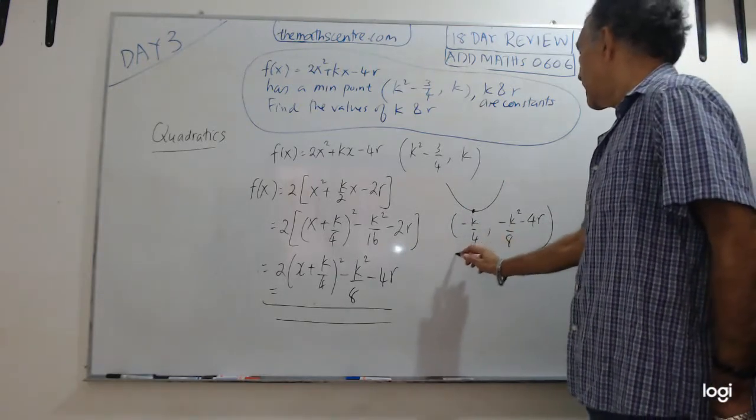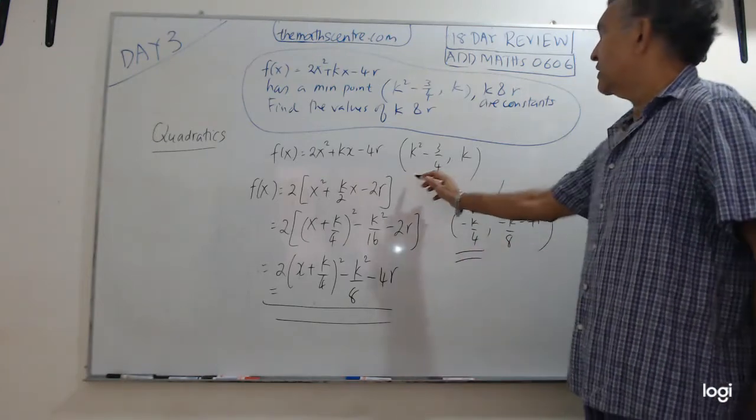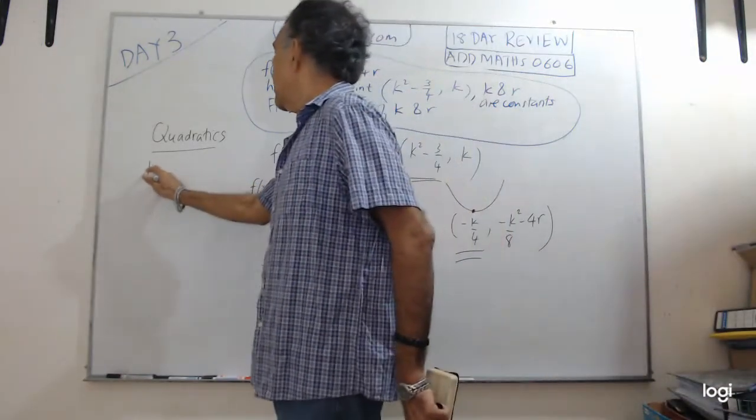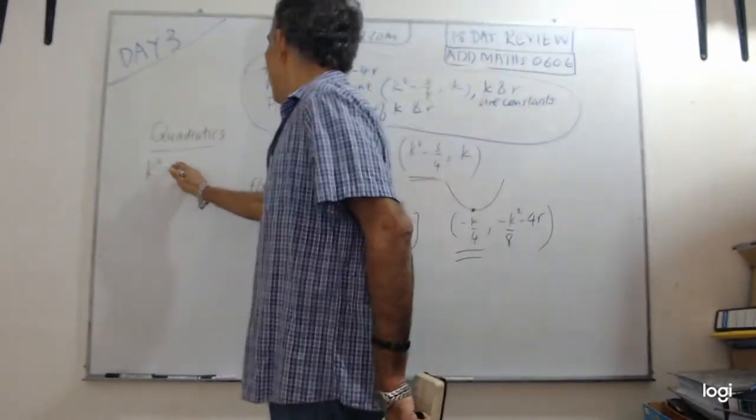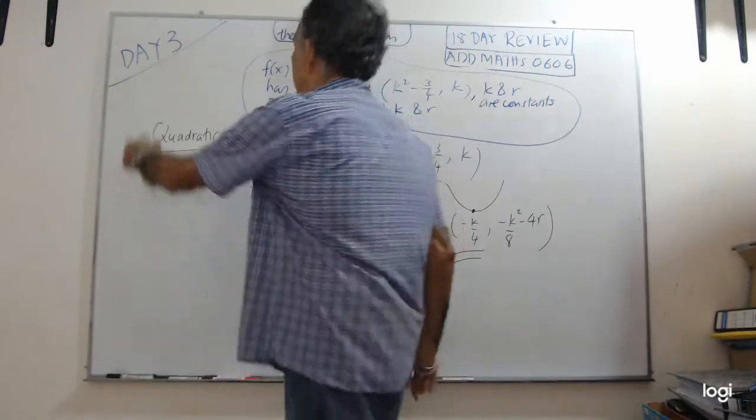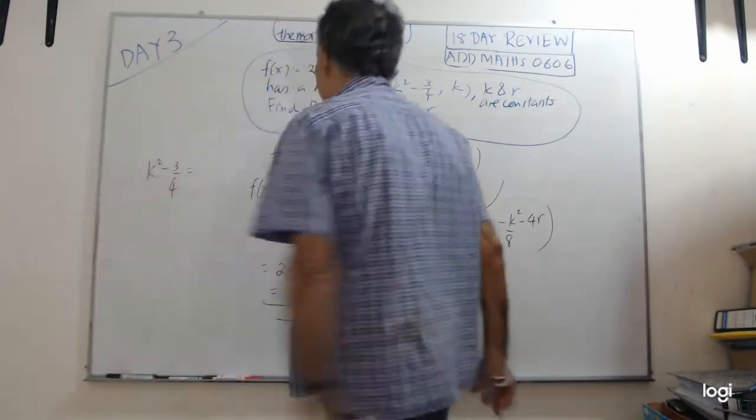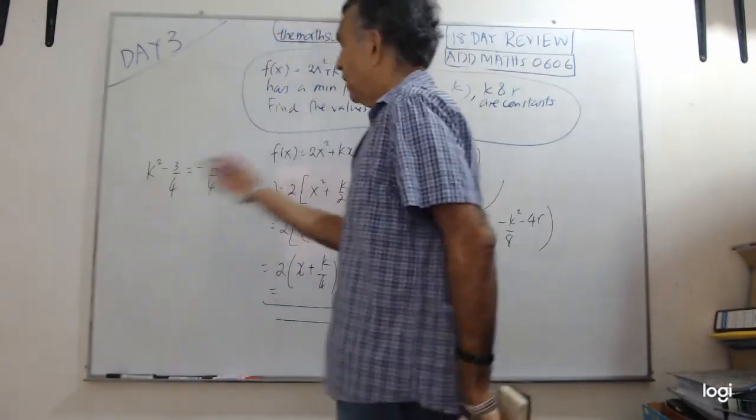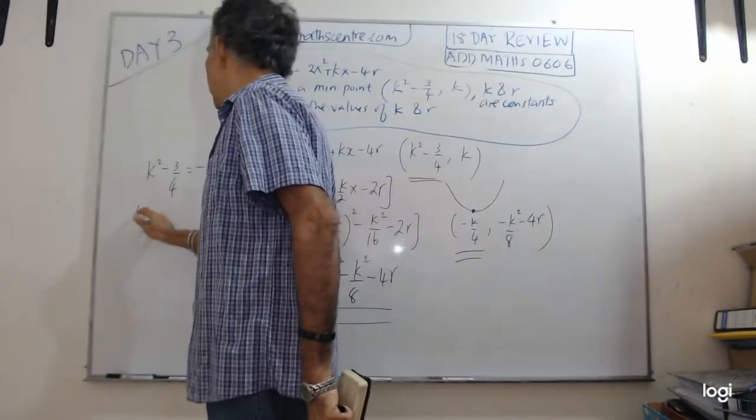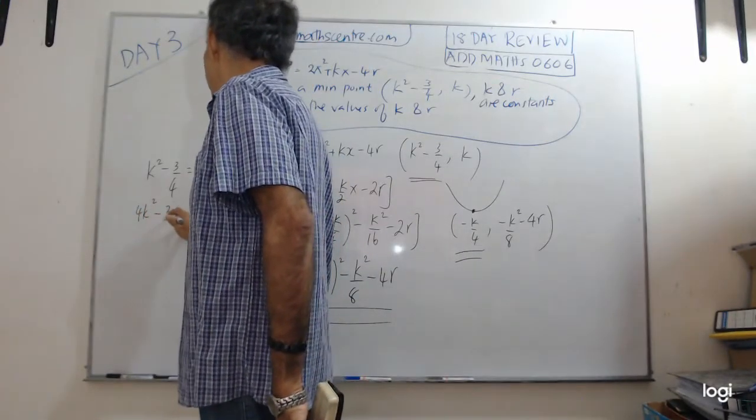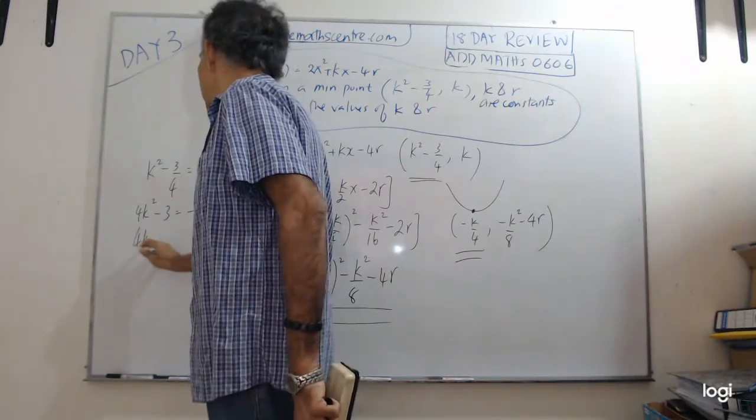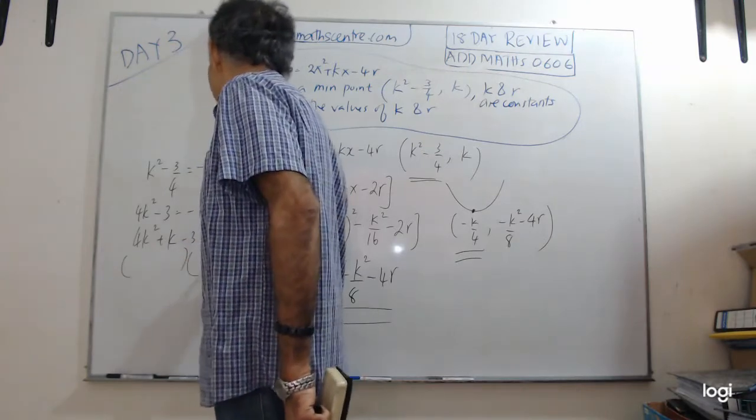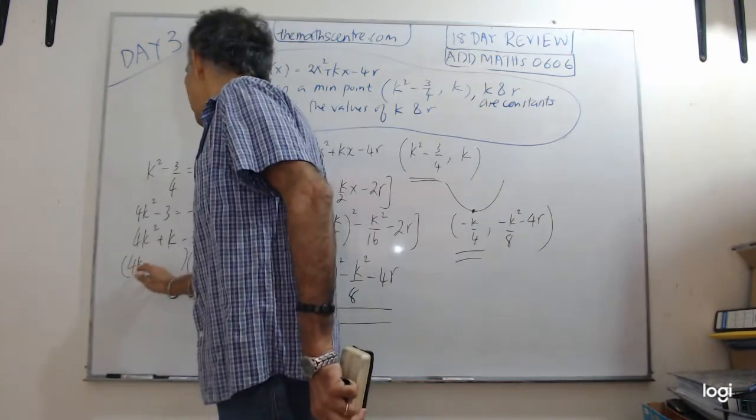They tell us that this minus k over 4 is the same as k squared minus 3 over 4. Let's write it here. Okay, k squared minus 3 over 4 equals minus k over 4. Multiplied throughout by 4, you'll get 4k squared minus 3 equals minus k. Therefore, I have 4k squared plus k minus 3 equal to 0. This is a quadratic. You can solve for k. Let me do that quickly.